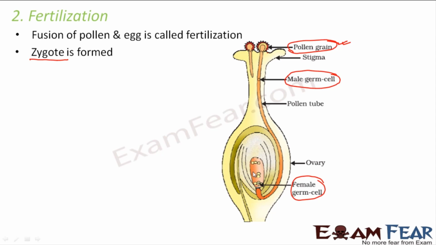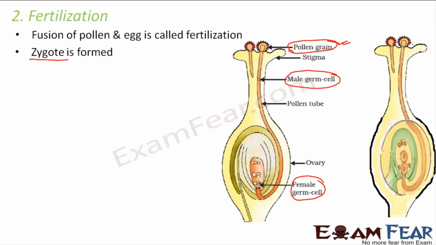What is endosperm? Endosperm is nothing but the food storage of the zygote. This zygote needs food also for its survival, right? So that is provided by the endosperm. We will discuss that later. For now you should know that fertilization means the male germ cell will fuse with the egg and it will result in the formation of the zygote.